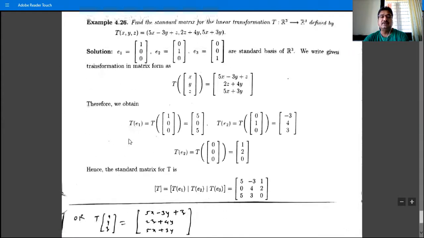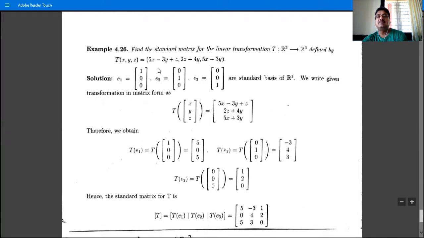So this is a very important example. We have to write the standard matrix from R3 to R3. What is the basis for this codomain R3? The standard basis: E1 = (1, 0, 0), E2 = (0, 1, 0), and E3 = (0, 0, 1).